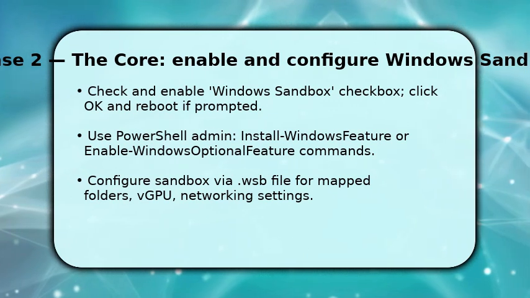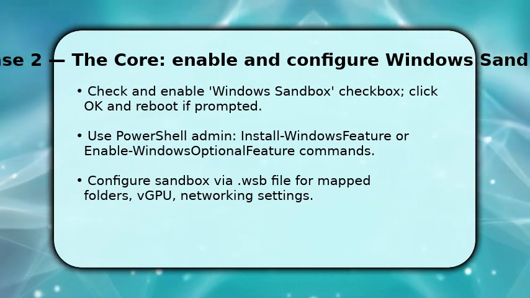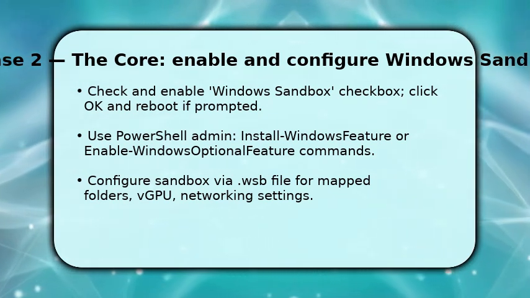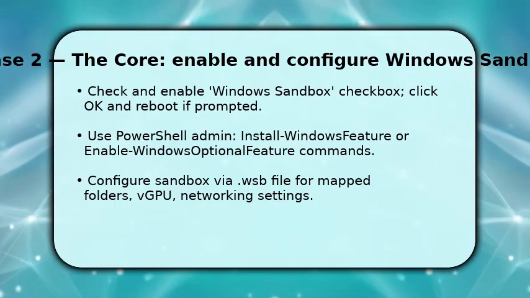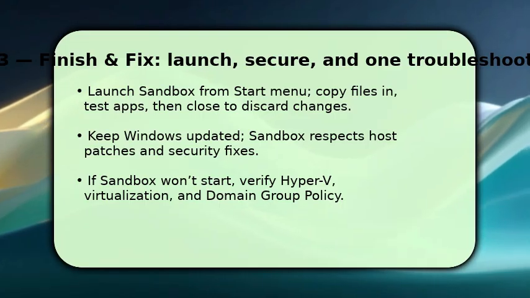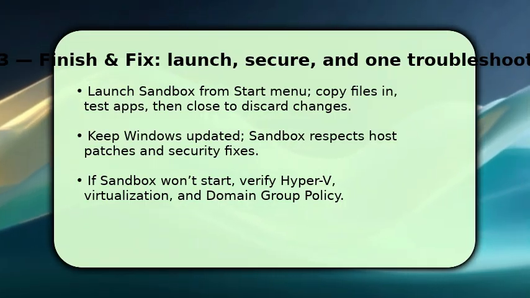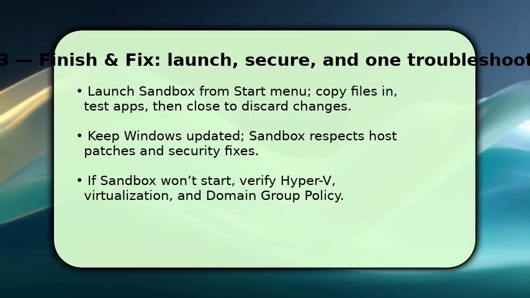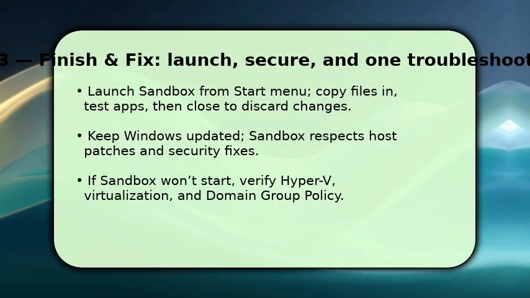After install, use a WSB file to customize behavior, map a host folder, enable vGPU or disable networking when needed. These files instruct Sandbox how to launch, so make careful adjustments and save with a WSB extension before launching Windows Sandbox from the Start menu and treating it like a disposable VM. Copy in installers, test software, then close the window to destroy the session and its files.